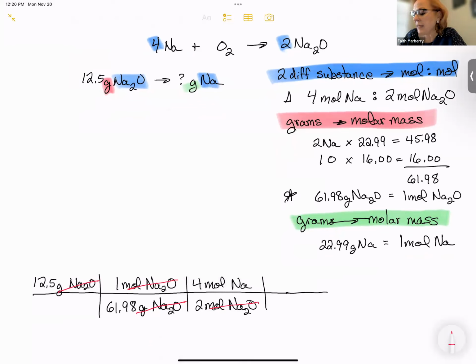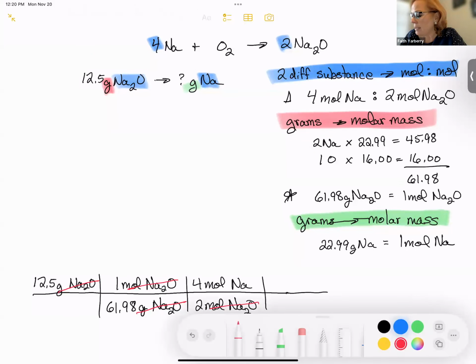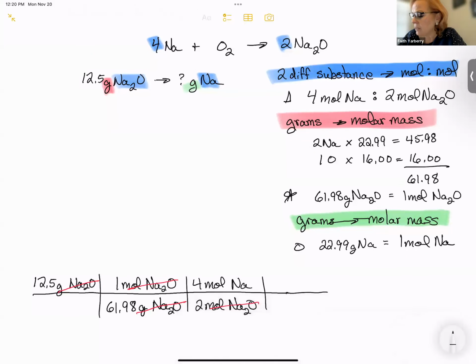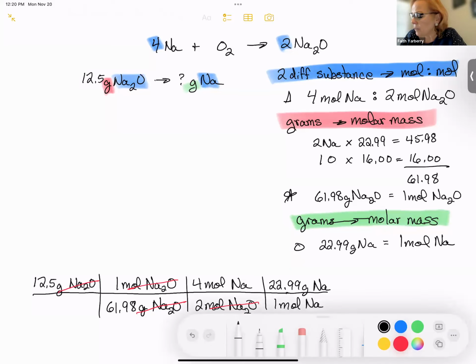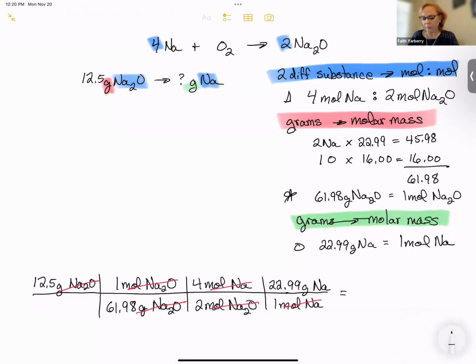But we were specifically asked for grams of sodium. So now we're going to use our last conversion factor in order to get to grams of sodium. Of that conversion factor, the mole will go in the denominator, while the 22.99 grams of sodium go in the numerator. The moles of sodium went into the denominator so that the unit and the substance would cancel out, leaving us grams of sodium, which is what we were asked to solve for.